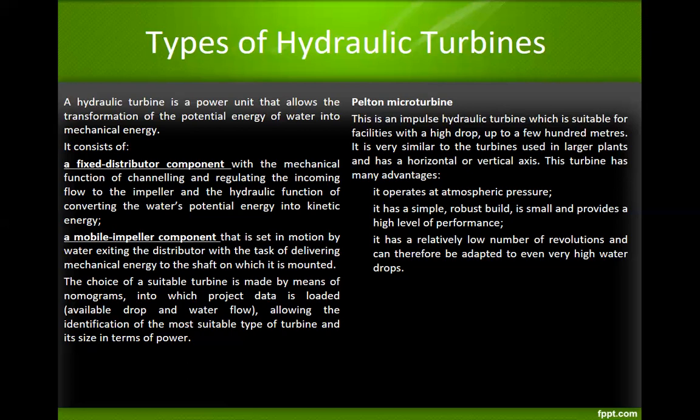Pelton microturbine. This is an impulse hydraulic turbine which is suitable for facilities with high draft, up to a few hundred meters. It is very similar to the turbines used in larger plants and has a horizontal or vertical axis. This turbine has many advantages. One, it operates at atmospheric pressure. Two, it has a simple, robust build, is small, and provides a high level of performance. Number three, it has a relatively low number of revolutions and can therefore be adapted to even very high water drop.